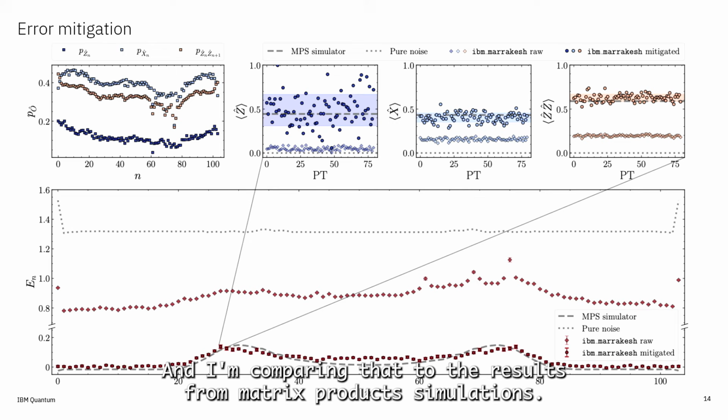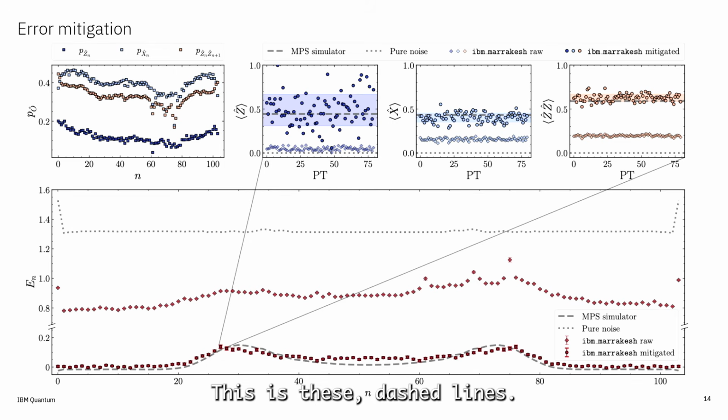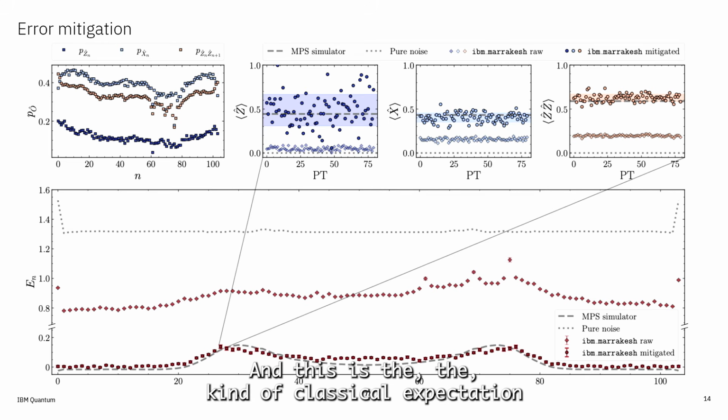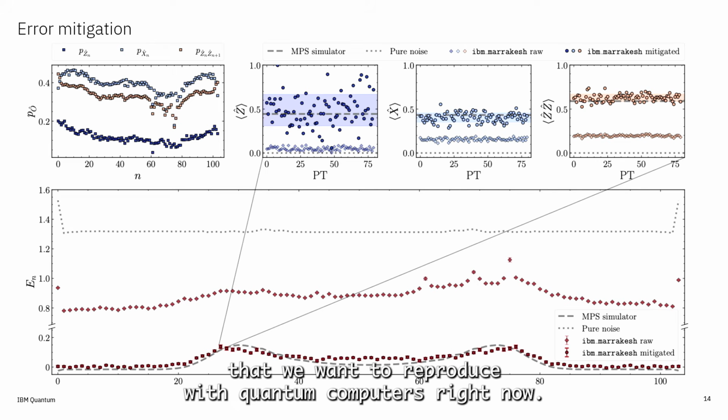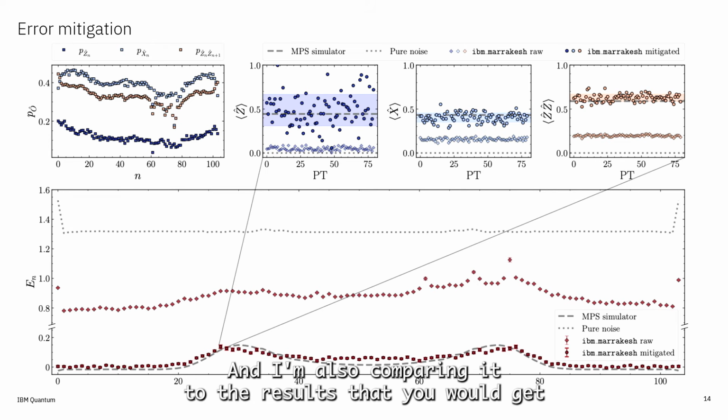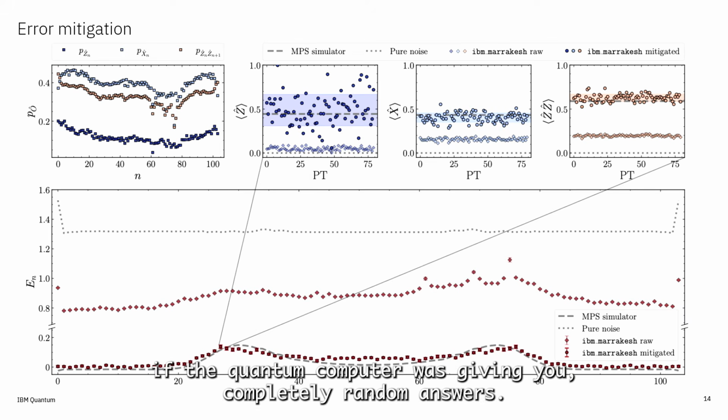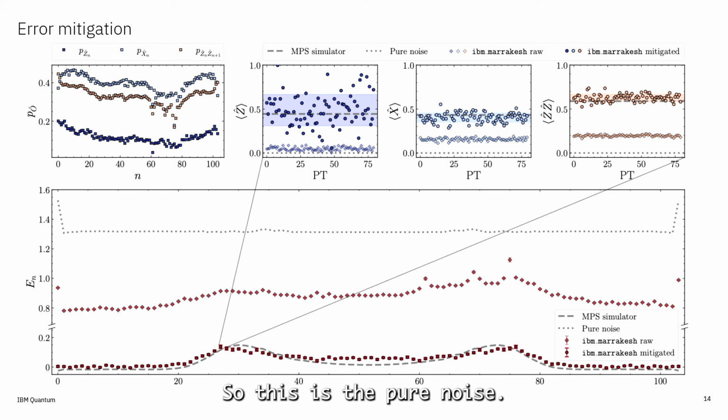And I'm comparing that to the results from matrix product state simulations. These are the dashed lines. This is the classical expectation that we want to reproduce with quantum computers right now. And I'm also comparing it to the results you would get if the quantum computer was giving you completely random answers. So this is the pure noise.